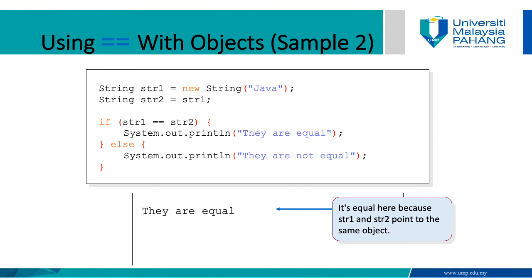It's referring to the same word, which is Java. So if we think logically, the output should be what? The output should be they are equal. So it is printing a correct output, which is they are equal. Like in the previous slide, it was printing a wrong output, which is they are not equal. So now you know the differences when you use the equality operator correctly.